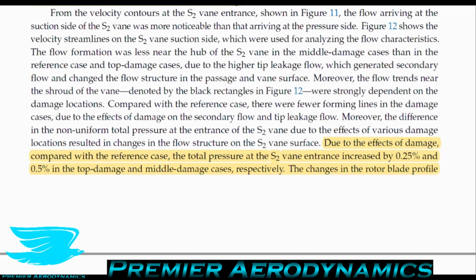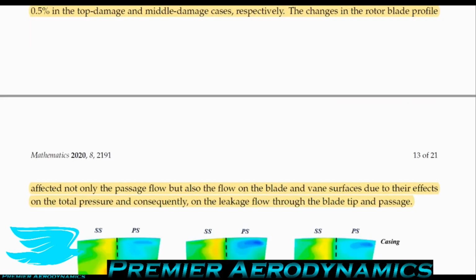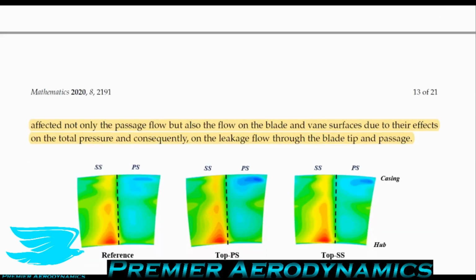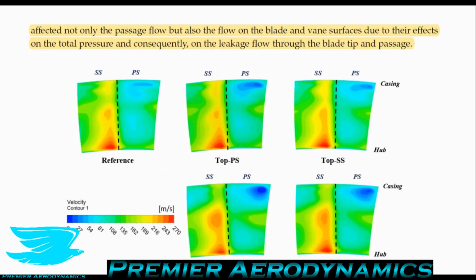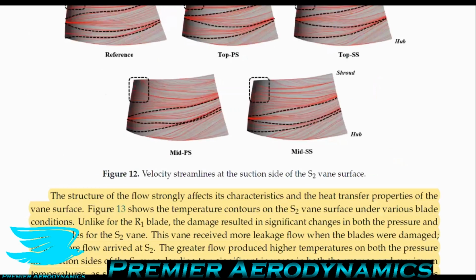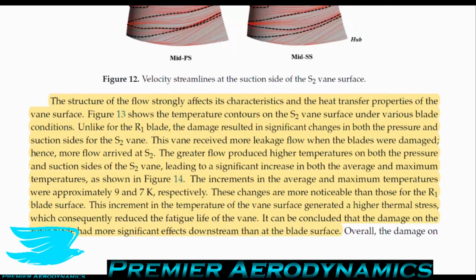So they say that due to the effects of damage, the total pressure at the stator downstream, so that it's effectively another blade, but it's downstream as part of the stator, increased by 0.25% and 0.5% for the top and for the tip and middle damage cases respectively. The changes in the rotor blade profile affected not only the passage flow, but also the flow on the blade and vane surfaces due to their effects on the total pressure and consequently on the leakage flow through the blade tips and passages. So they say that the structure of the flow strongly affects its characteristics and the heat transfer properties of the vane surface.